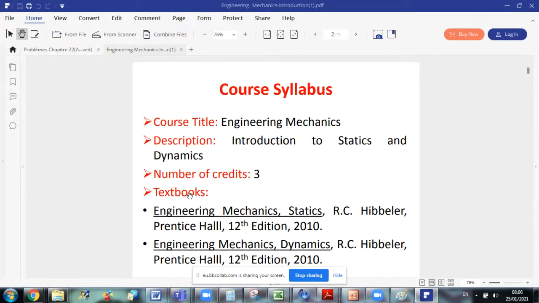You have two main textbooks, and you can find them easily by downloading them from Google. You can download the 12th edition for statics and dynamics. And I will provide you everything on Blackboard. Already I have posted on Blackboard the different PDFs we will work on, and we will take a look at Blackboard together to see what are the different parts you have in your course material.